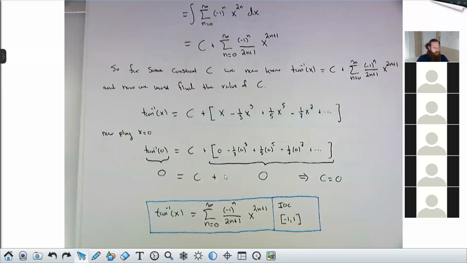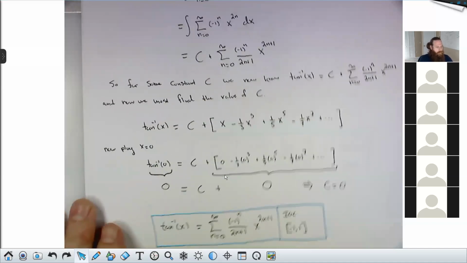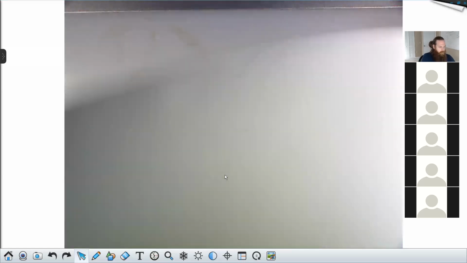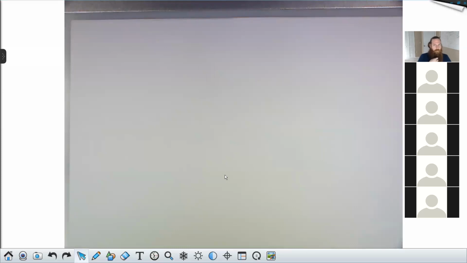Okay, so that's finding a series using integration. We will do one more example of this before the day is over, but before that, I want to show you how to use differentiation to find a series. Your homework this week will have a few problems that require you to use differentiation to find a series. And for some reason, these tend to be trickier. So let's take a look.